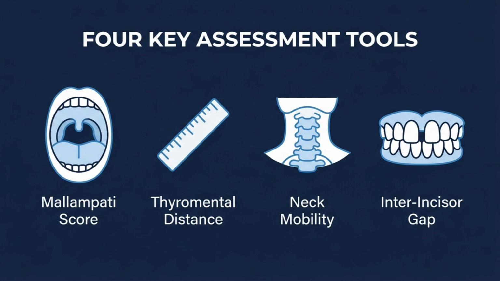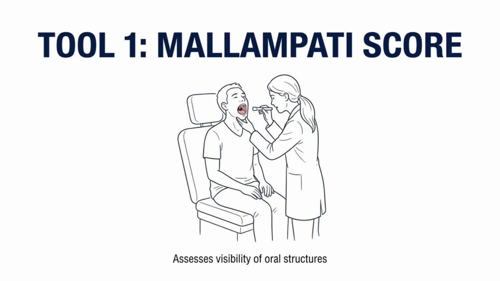There are four key tools we use: Mallampati score, thyromental distance, neck mobility, and inter-incisional gap. Let's start with tool 1, the Mallampati score. We simply ask the patient to open their mouth wide.